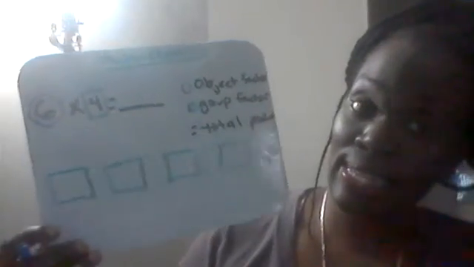Now, let's put our objects in each box. How many objects do we have to draw? 6, correct? Very good. So we have to draw 6 objects in each box. That's 1, 2, 3, 4, 5, 6 in each of the 4 boxes.